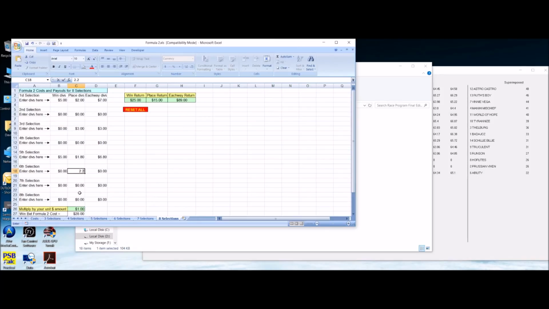Now if you get one more winner, say we make this one a winner here, say it's a $10 winner, $3 a place. There's what your ticket return is, $372.